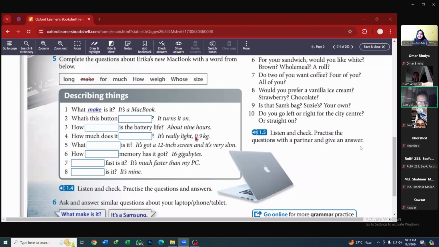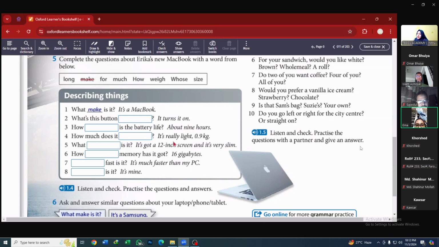How long is the battery life? And what is the answer given? About 9 hours. Very good. About 9 hours. Okay, next, number 4, Miss Ima. Please give me the answer to number 4. How much does it weigh? So the spelling is W-E-I-G-H. There's no T in the end. So it is, how much does it weigh?